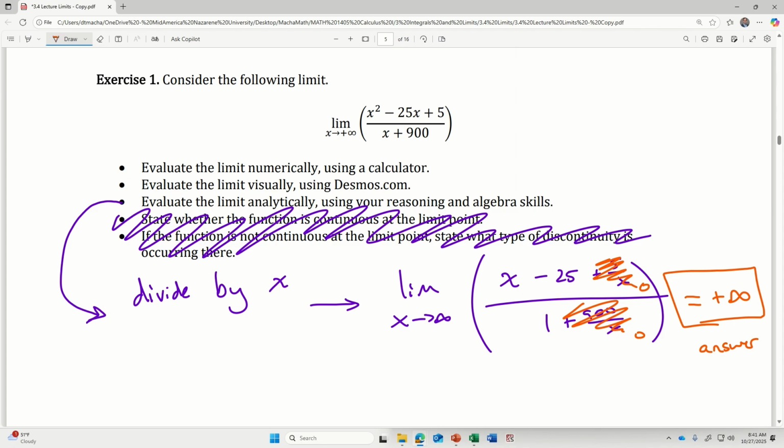Again, you maybe learned this in pre-cal, but that's always going to be the case if the degree on the numerator is larger than the degree on the denominator for this exact reason. But the degree in my numerator is 2, the degree in the denominator is 1, and so I knew that this was going to blow up.